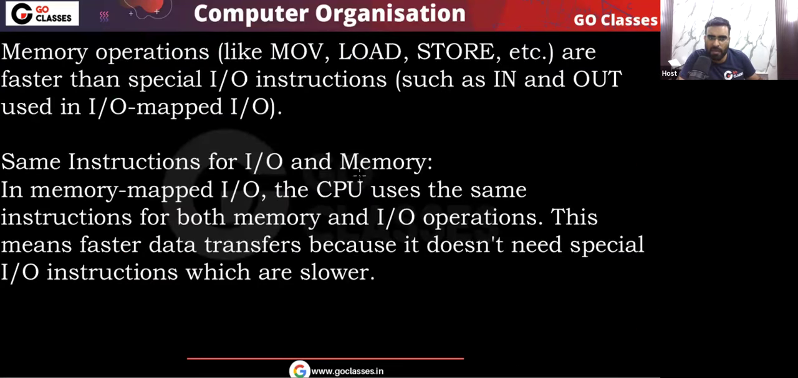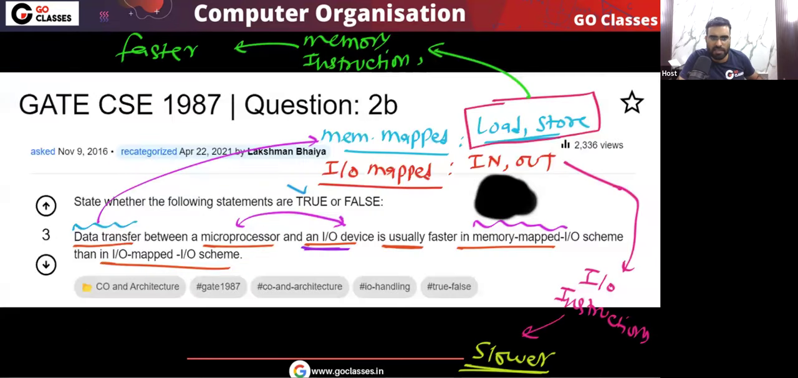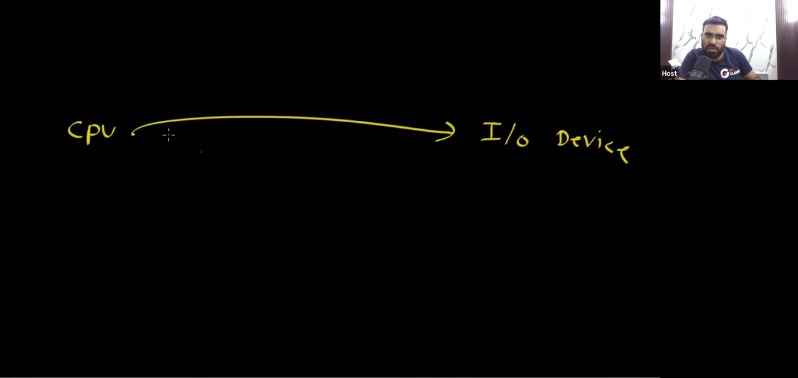Remember, in the memory mapped IO, we use the same memory instructions to do the data transfer between CPU and IO devices. Okay, see, very simple point. This is your CPU, this is your IO device. If you want to do data transfer between them, this is what you need to do.